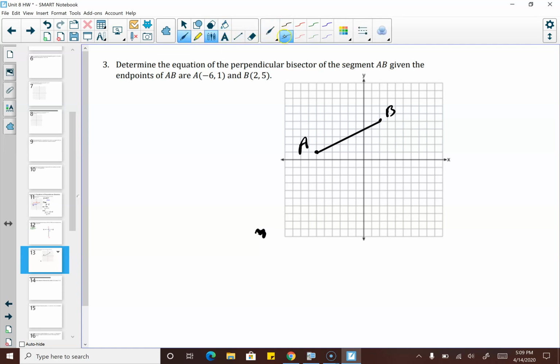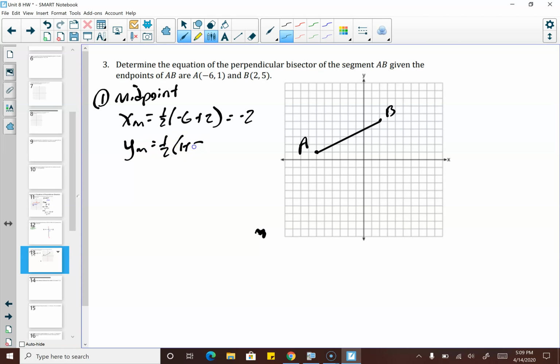So if we're going to do it, we need to go through our same process. First piece is we're going to find our midpoint. All right, and I'm going to find this one algebraically, just because. So our x midpoint is the average of -6 plus 2. -6 plus 2 is -4. Half of that gives us -2. So then our y midpoint is half of 1 plus 5. 1 plus 5 is 6. Half of that is 3, giving us a midpoint of -2, comma 3. Nope, sorry, that's -1, comma 3. -2, comma 3. So there's our midpoint.